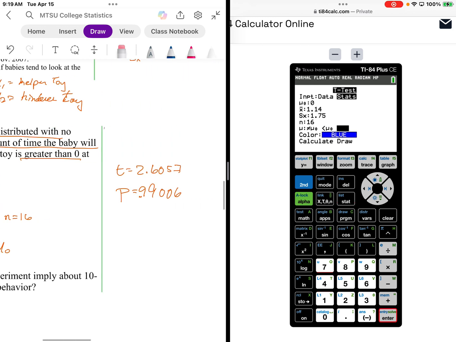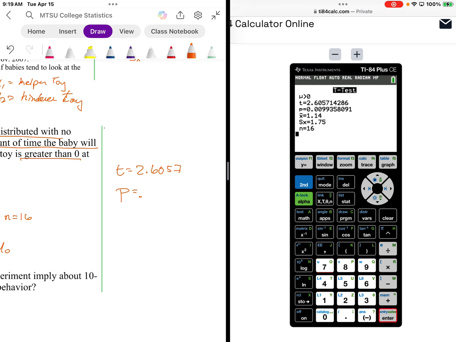All right, so that's going to change my p-value. My statistic should stay the same. It's the p-value that should get changed on that one. So 0.0099. So again, here we would say the same thing. Since 0.0099 is less than 0.05, we reject the null hypothesis.